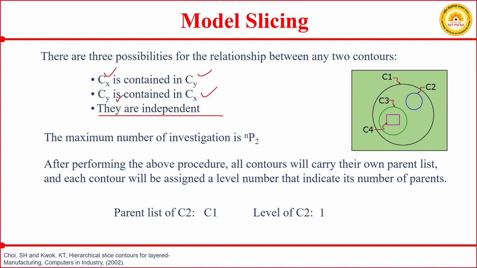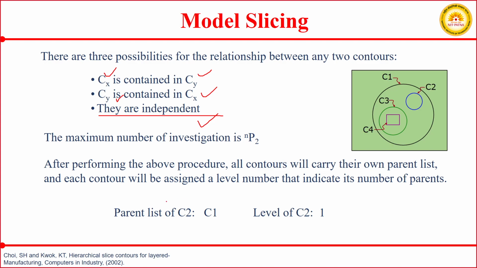So when we are seeing two contours, the case may be like Cx may be in Cy, or Cy may be in Cx, or both may be interrelated, or not related, or these both contours may be independent. Okay, so this way we will see the different contours in a sliced data.